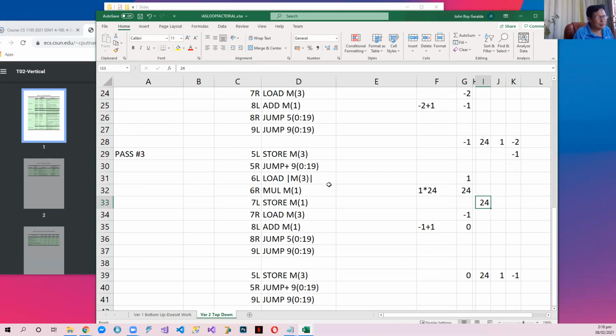So the next step is compute the next multiplier. So we load M3, negative 1. Negative 1 plus 1 is 0. Do you follow?